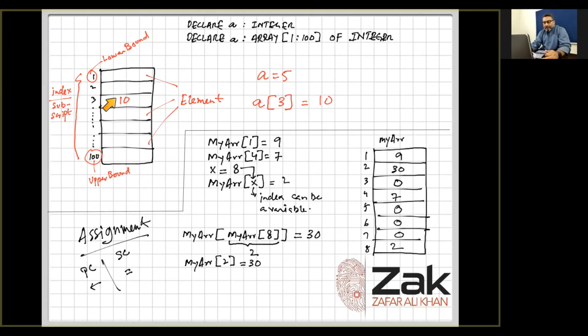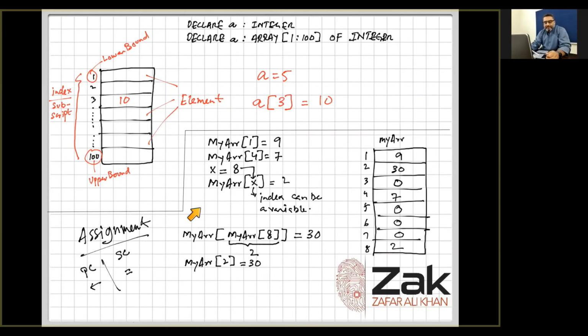So now we can use constants as subscripts. Like in here, my array 1 is 9, my array 4 is now 7. Or we can use variables as an index. So let's have a variable x whose value is 8. So my array x means my array 8 is now 2. So we go and what we see here, 2.